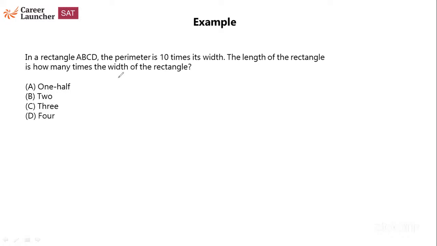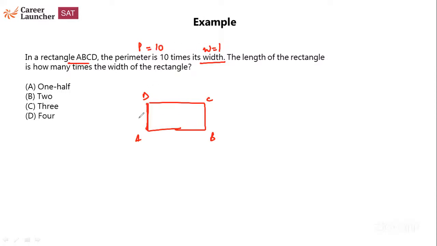Now the question says rectangle ABCD, the perimeter is 10 times width. Let's understand this. So there is a rectangle ABCD. Perimeter is 10 times width. Width is not given. What can be taken as width? You'll take a variable. Let's say width has a number 1, 1 unit of the width. So perimeter is 10 times 1, that is 10.